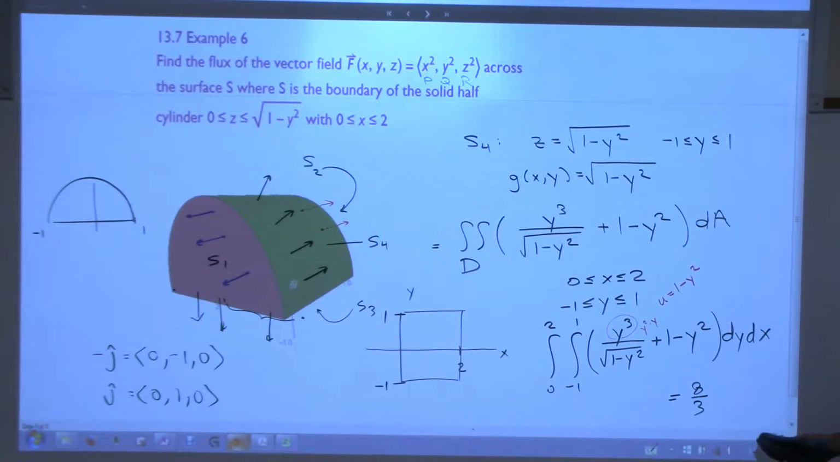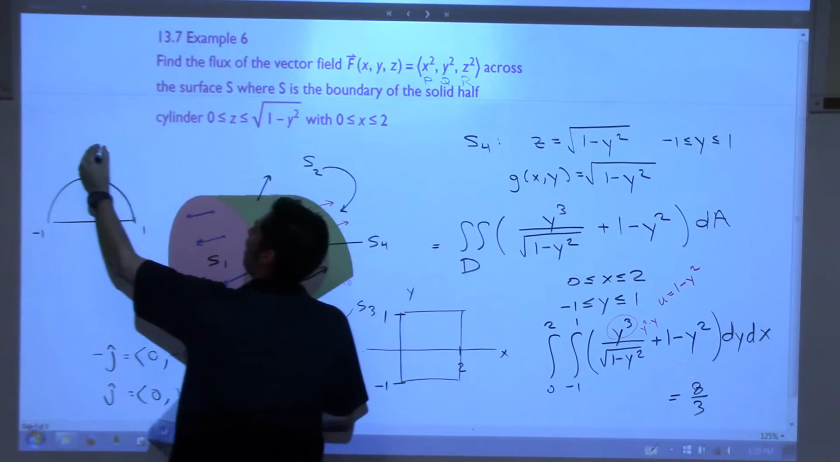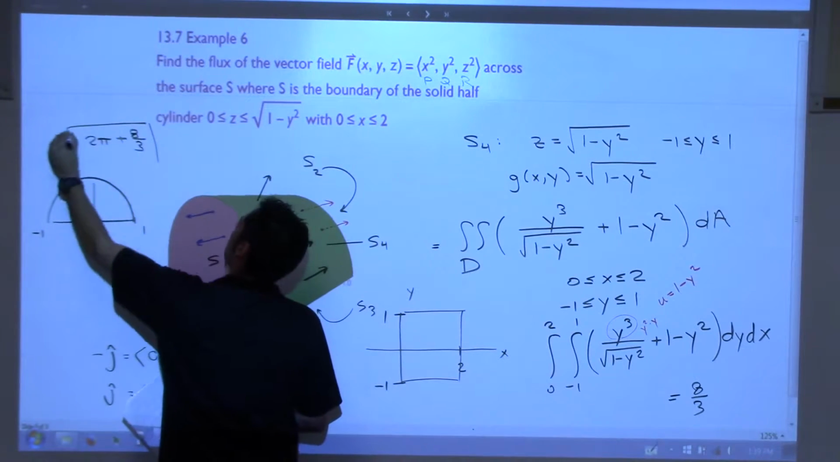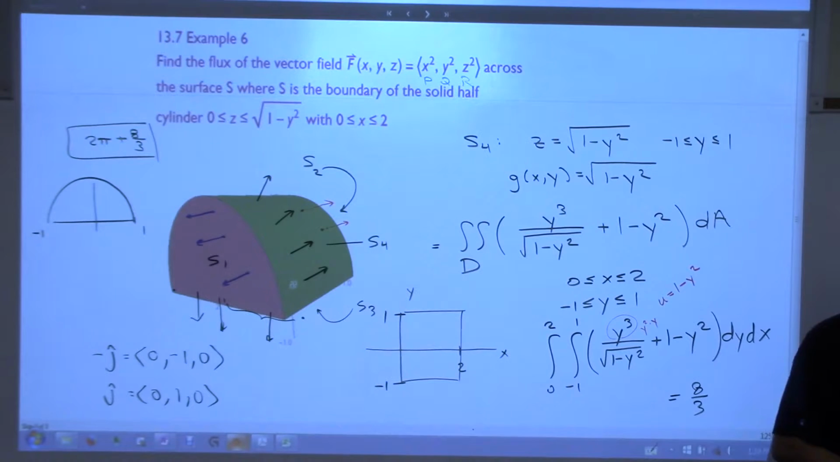So the final result is that the flux is the answer from all these surfaces added up, which I think the only other thing that contributed to anything was what, 2 pi? So the final answer to this is 2 pi plus 8/3. That's the flux. All right, good?